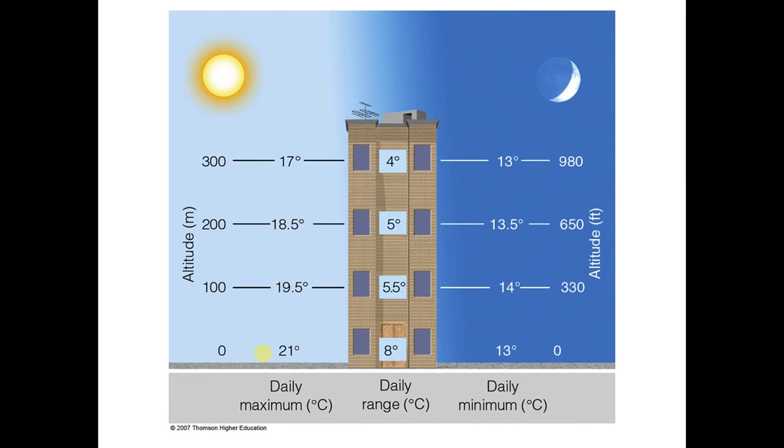So one could definitely observe reduced heating in the daytime and reduced cooling at nighttime if they traveled from the bottom of a building to the top of a building, that building being a skyscraper. Okay, so it's very interesting. We'll also talk later about how pressure can vary greatly from the bottom of a skyscraper to its top.